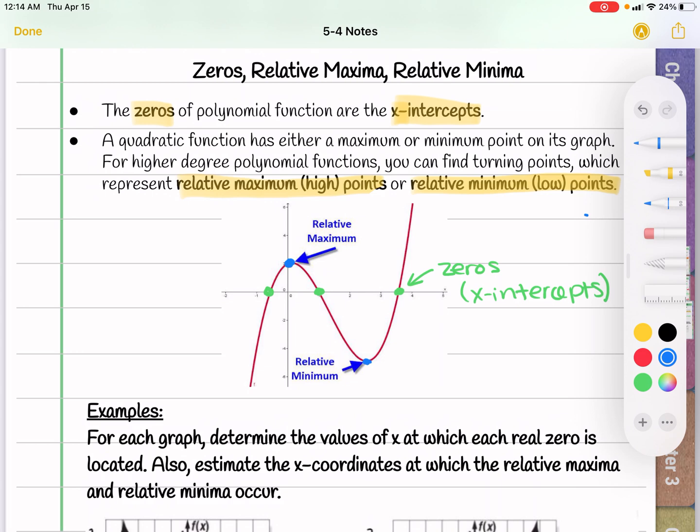So here, if you look at the relative maximum, that's a high point. Your relative minimum is a low point. You'll notice, though, it's not the lowest point in the whole graph, but it's a low point relative to the area that it's in.